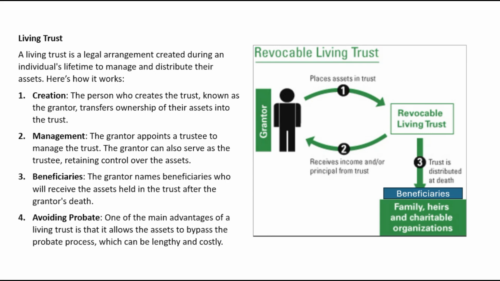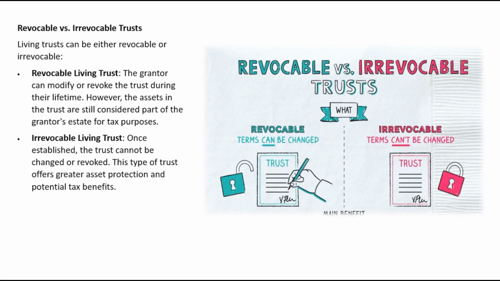Beneficiaries. The grantor names beneficiaries who will receive the assets held in the trust after the grantor's death. Avoiding probate. One of the main advantages of a living trust is that it allows the assets to bypass the probate process, which can be lengthy and costly. Revocable versus irrevocable trusts. Living trusts can be either revocable or irrevocable.